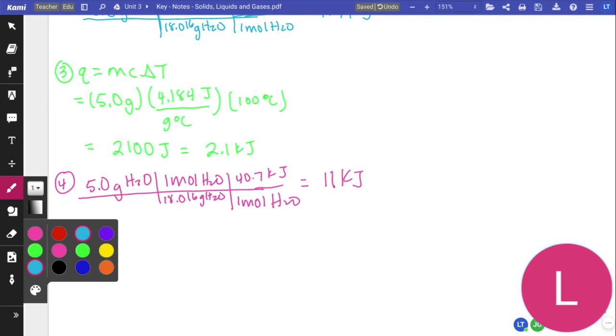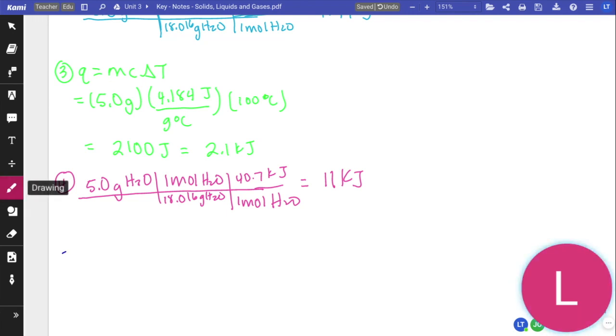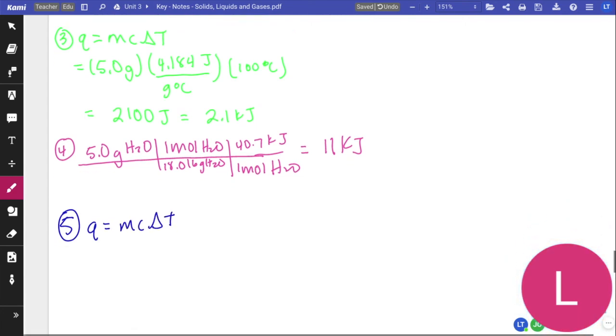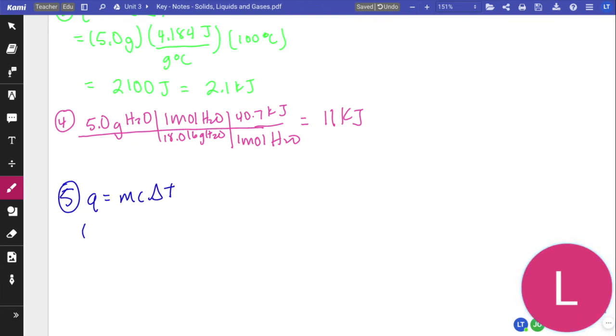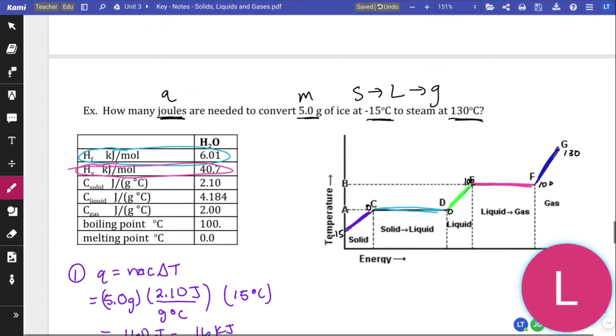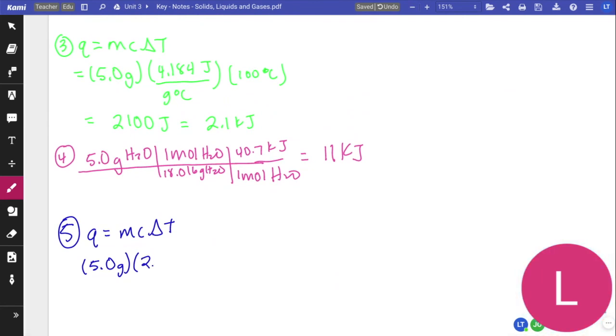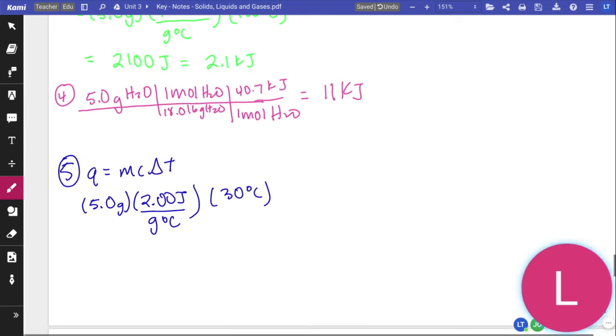And our last, but certainly not least, segment right here is once again a change in temperature. So Q equals mc delta T. And I have my mass of 5 grams of water times my specific heat of solid water, which I think is 2.0. Yeah, 2.0 joules per gram degree Celsius, times my change in temperature, which we're starting at 100 and we're ending at 130. So 130 minus 100 gives me 30 degrees Celsius here. So I have 5 times 2 times 30.